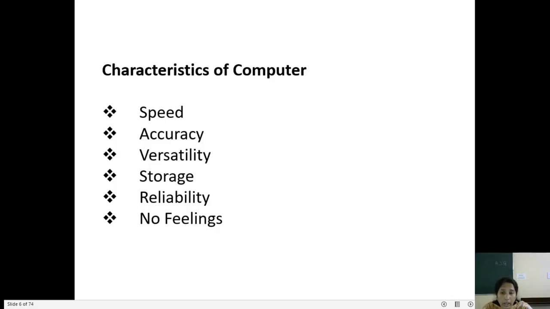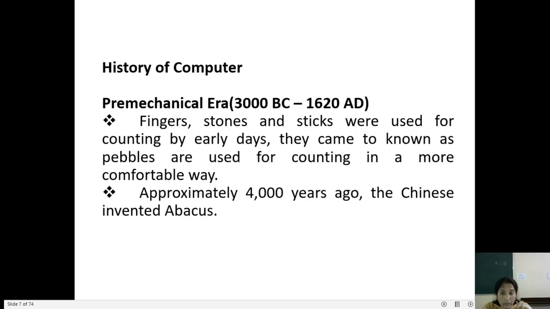Like speed, accuracy, versatility, storage, reliability, no feelings. What does that mean, no feelings? It's not a human being, it's a machine. It doesn't have sensitivity. Okay, speed you know very well. Accuracy, the perfectness of a computer. Versatility, it never gets tired. Storage, it helps the user to store a huge amount of information and it allows the user to work continuously. So we have understood the functionality, the characteristics and definition of computer.